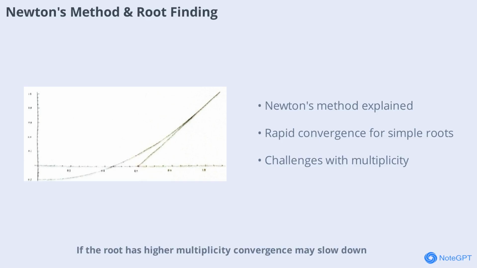If the root has higher multiplicity, convergence may slow down, and if the derivative vanishes or is infinite, the method can fail or behave unpredictably. Newton's method not only helps us find fixed points but also provides insight into the dynamics of iterative processes, revealing both stability and chaos depending on the context.